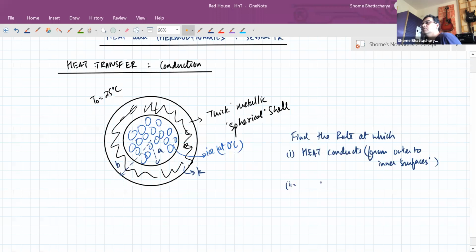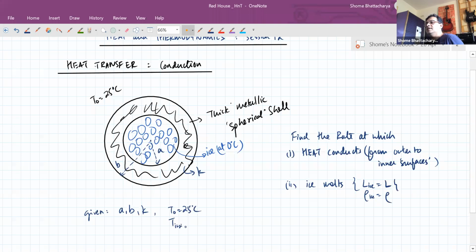And we want to calculate the rate at which the ice melts. So for that also, the latent heat of ice, the quantity L, is given to us. And density of ice will also be required, which we'll take as rho. So we are given all these quantities: the inner and outer radius, the thermal conductivity of the material, the outside surface temperature, which is 25 degrees C, the inside temperature of the ice, which is 0 degrees C, the latent heat of ice, which we'll take as capital L, and the density of ice, which we'll take as rho.